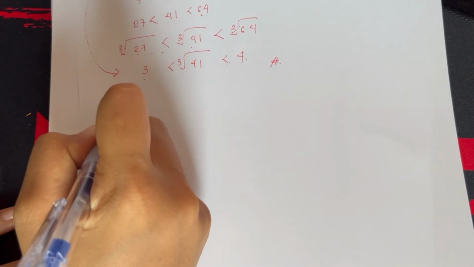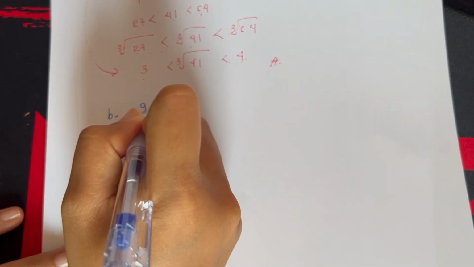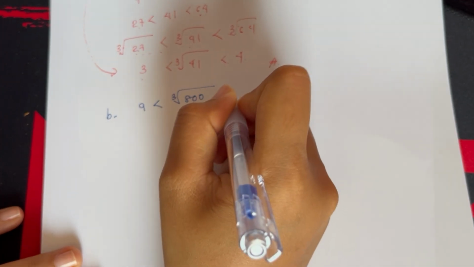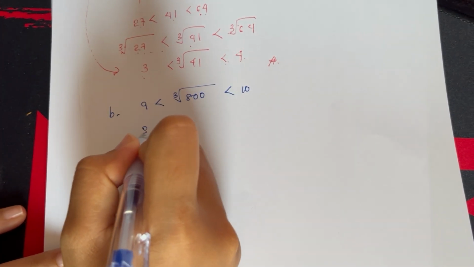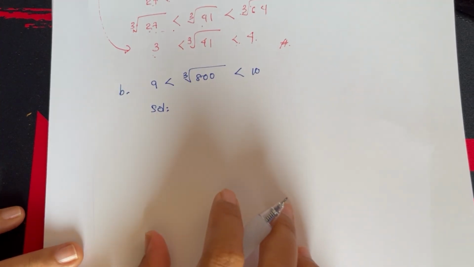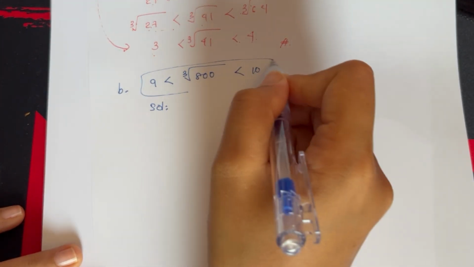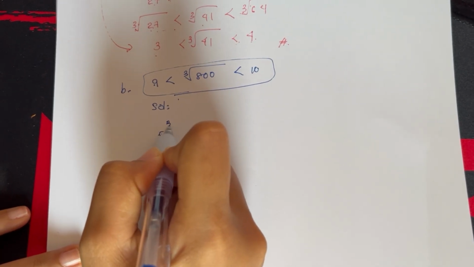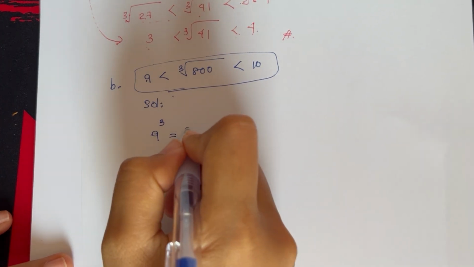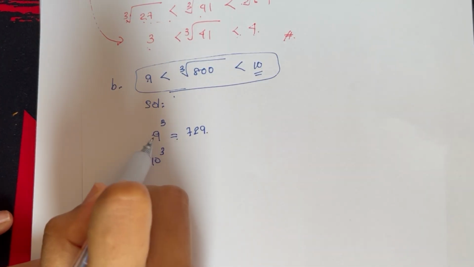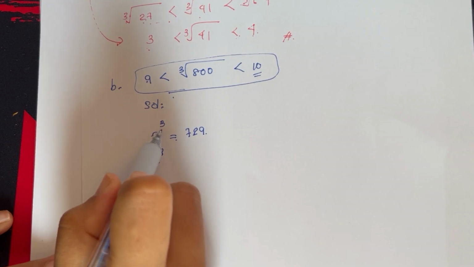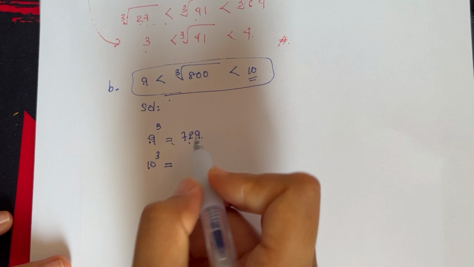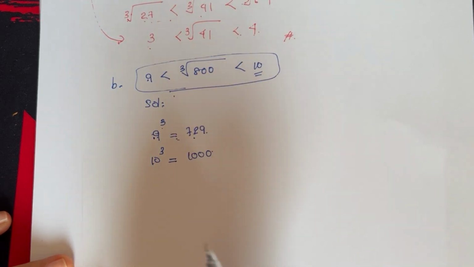Question B. Question B is 9 less than the cube root of 800 less than 10. Okay, let's solve. Solution. We have to show that this is correct. 9 cubed, sorry, not 9 times. 9 cubed is equal to 729, and 10 cubed is equal to 1000.